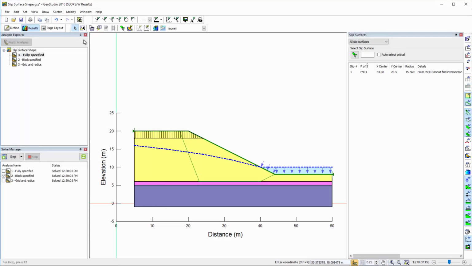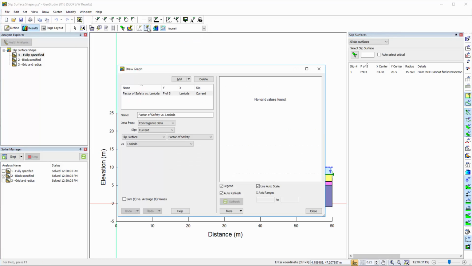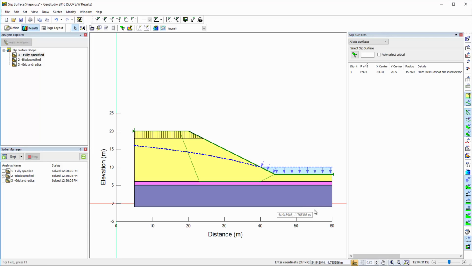In this slope stability analysis, the slip surface is fully specified. An error message appears in the slip surfaces window when I attempt to solve the analysis. When I go to Draw Graph to look at the factor of safety versus lambda plot, the graph window contains the message, "No valid values found." Therefore, SLOPE/W could not compute one value for the factor of safety for this slip surface, likely due to the sharp change in the slip surface at this point.